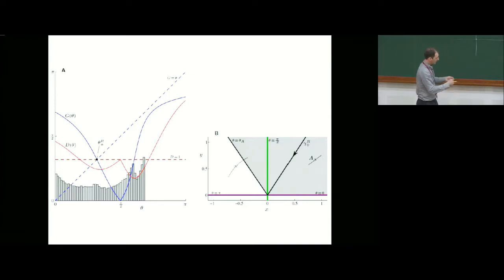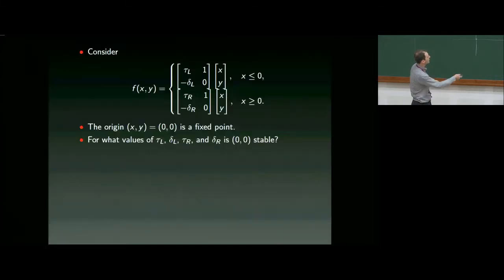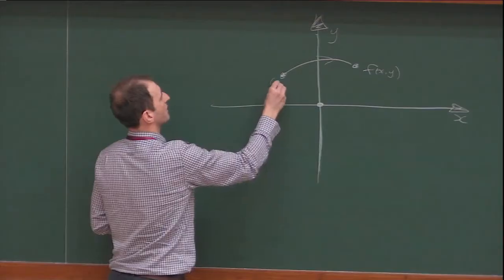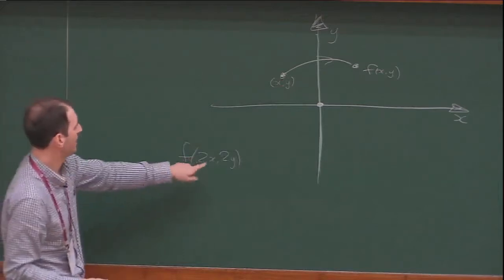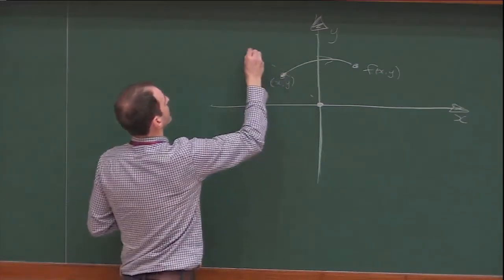Okay, so how can we understand this? Well, if we go back to our equations, you'll notice the following. So this is an arbitrary point x, y. So let's look at f of 2x and 2y. So we just double the point out to here.